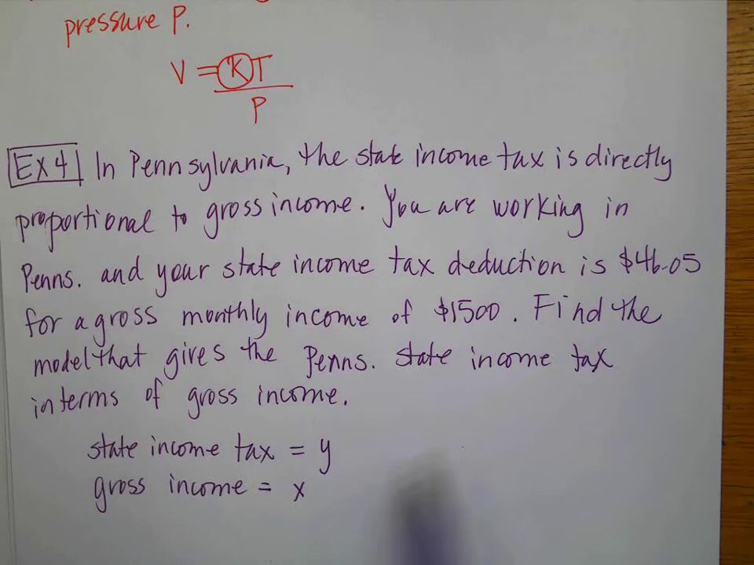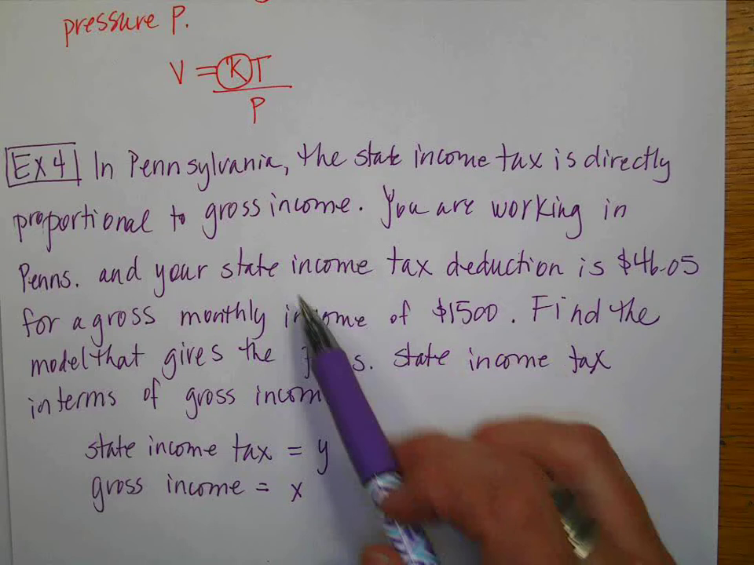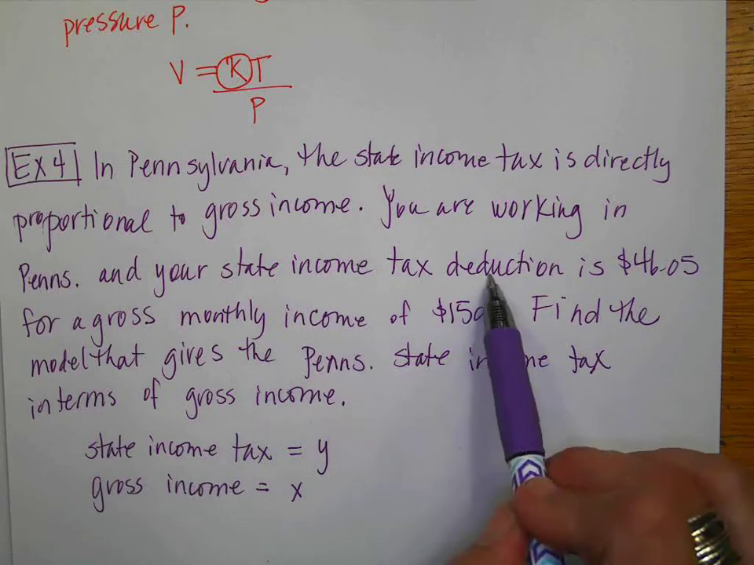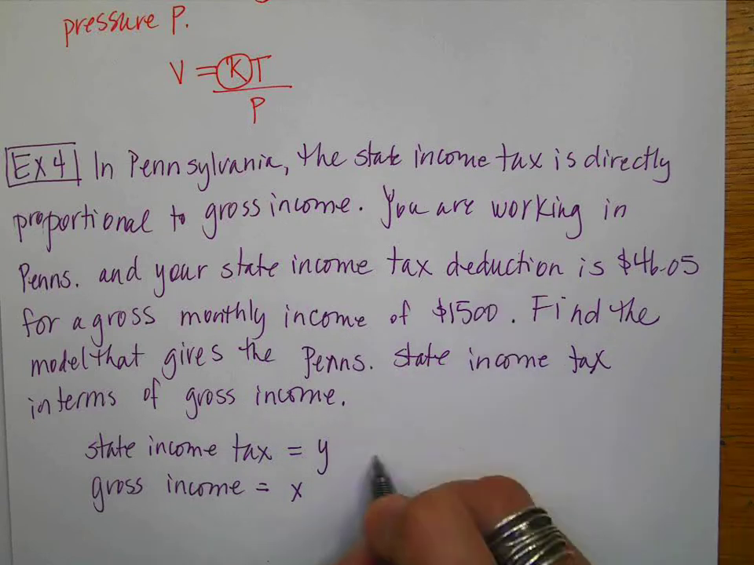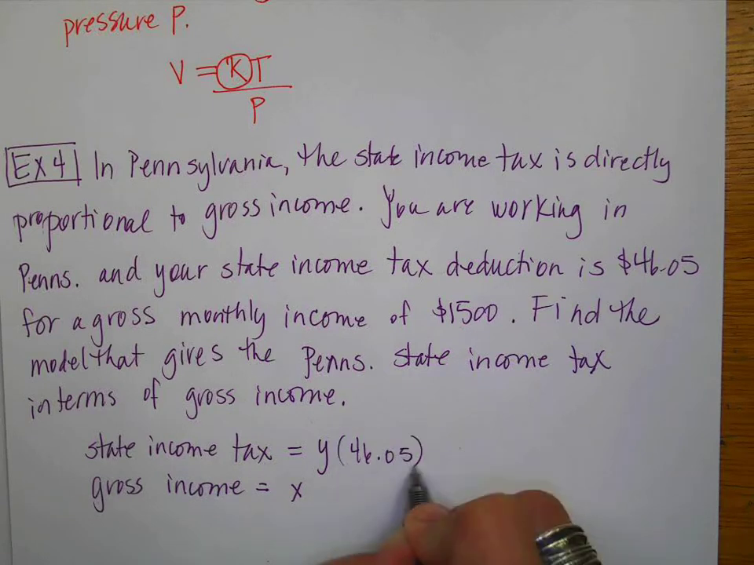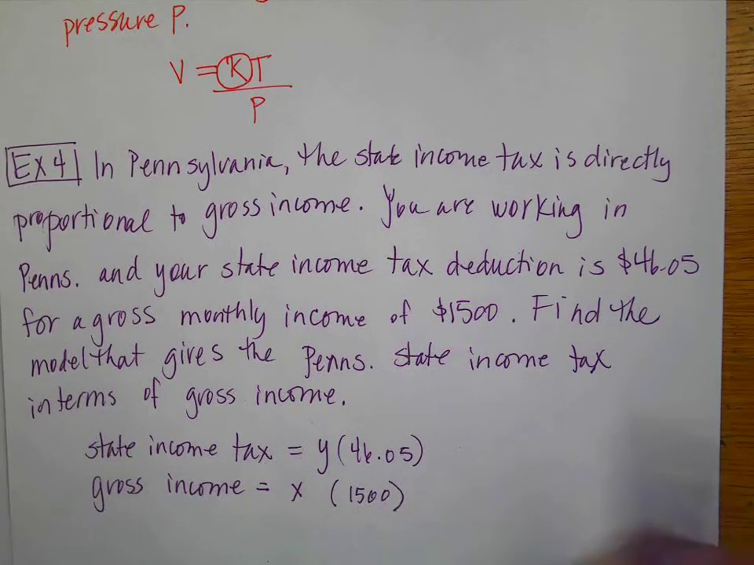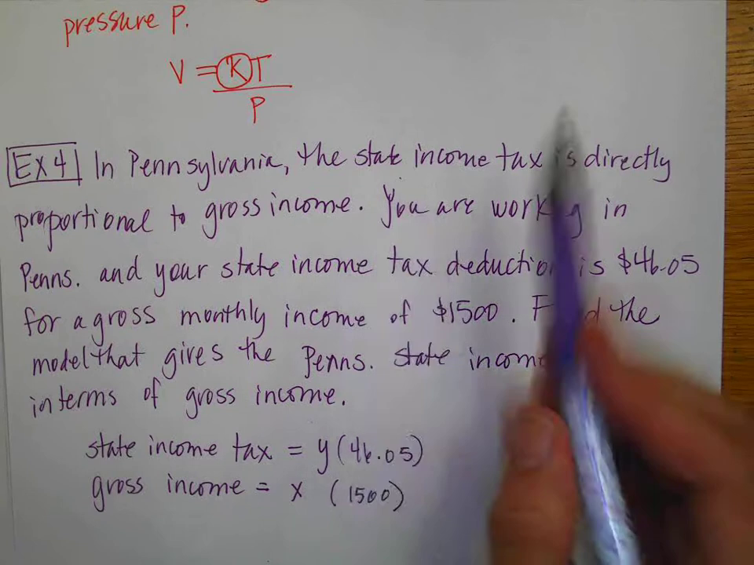I defined it because state income tax, too many letters, so I just wrote Y and X. In this one, it actually asks me to find the model, which means I'm going to have to solve for K. So if I go back up into the body of the problem, I can see that my state income tax deduction is 46.05. I'm going to just put that right there. And that my gross monthly income is $1,500.